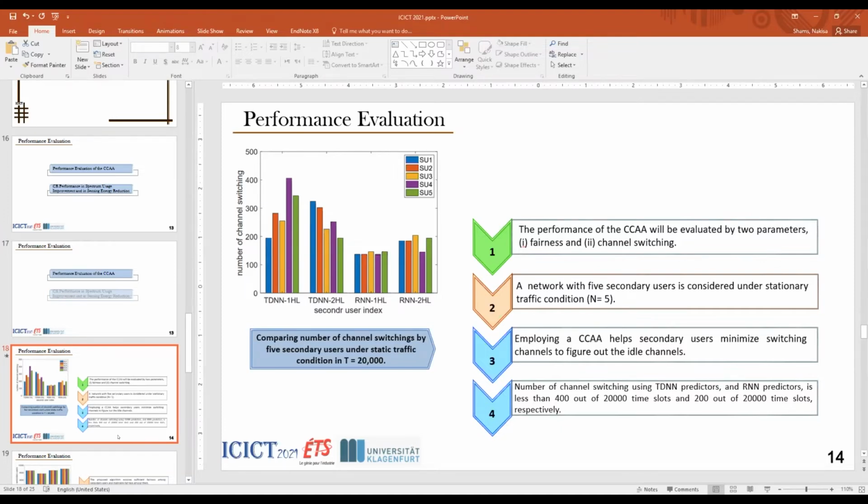a static traffic condition with the number of time slots equal to 20,000. As you see in the figure, we have 4 different groups. Two of them are related to the TDNN, time delay neural network. The first is related to the first hidden layer. The second one is related to the second hidden layer. That's related to the layers of the neural network. And then we have a recurrent neural network with one hidden layer and a second hidden layer.